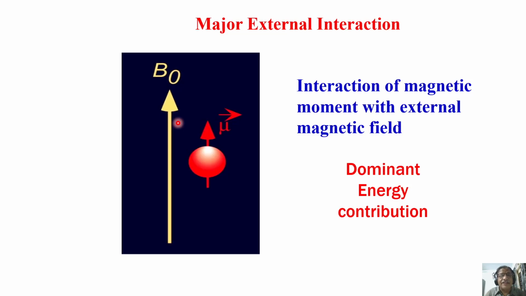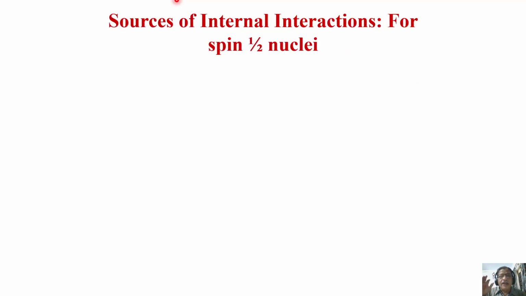Then what about other interactions? The radio frequency interaction is very small. Among the external interactions, this interaction is dominant. It's fine. Now let us look at the sources of internal interaction for spin half nuclei and which is dominant. We'll come to that later.